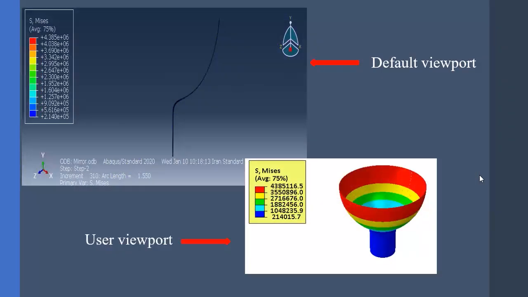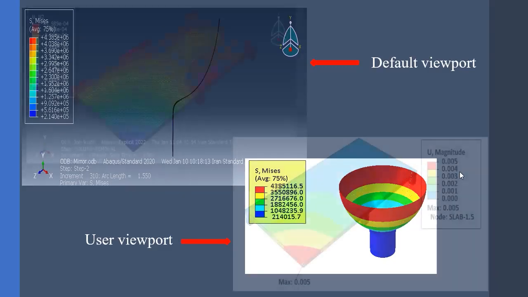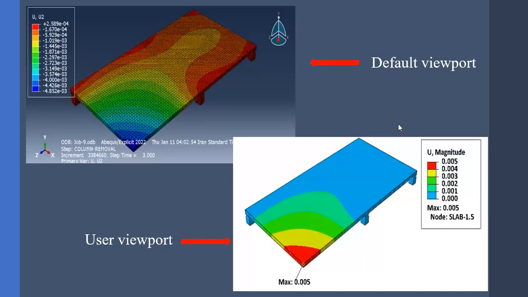Another example is related to using symmetries. Here, I've modeled a line-like structure that is part of a tube, so you can spot the difference using symmetric conditions. Finally, we have a slab that is subjected to a column removal.